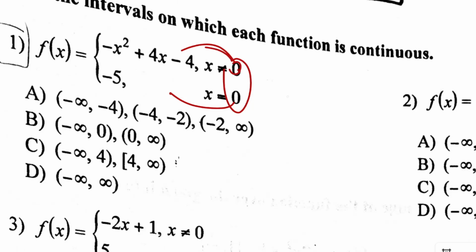So let's plug in 0 to this function. We get 0 plus 0 minus 4, so we get minus 4 as our output. And this one we get minus 5. So that's a discontinuity. They don't match. So at 0, it's a discontinuity. So where is it continuous? From negative infinity all the way up to 0. And then there's a break, then 0 to infinity.